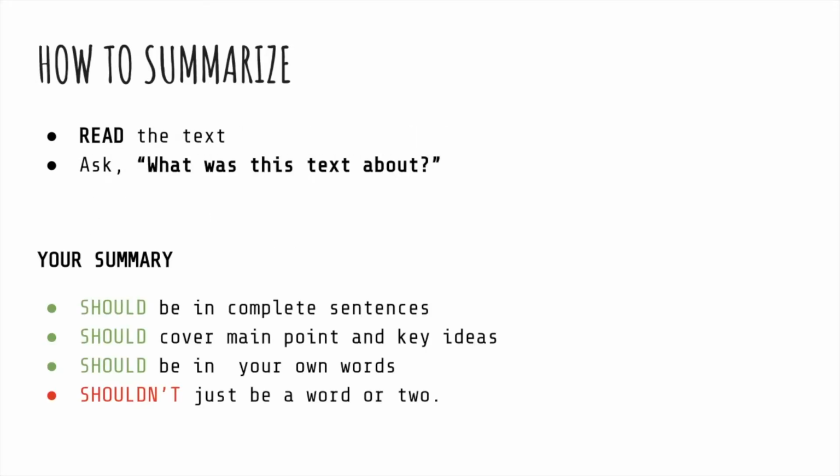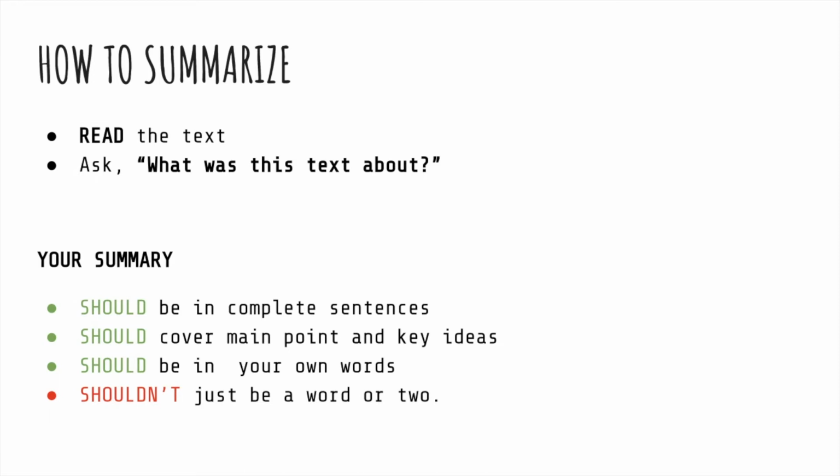Moving on, how to summarize. You should always read the text fully, and always ask yourself, what was this text about, right? Because you need to know what the text was about, what the text is trying to tell you, and what the author is trying to get you to learn from it, right? As you can see below, your summary should be in complete sentences. Your summary should never be like 1 or 2 words. It should always be in complete sentences, and it should cover the main point or the key ideas of the text.